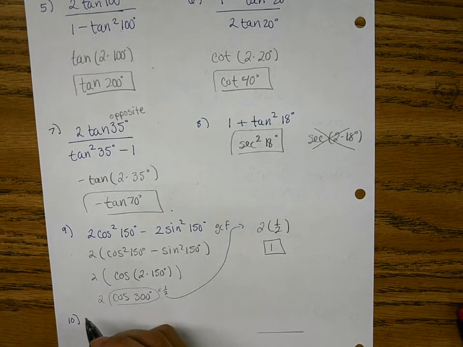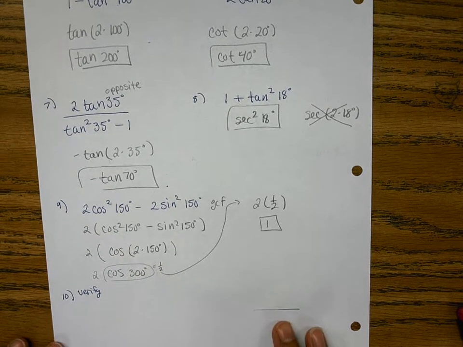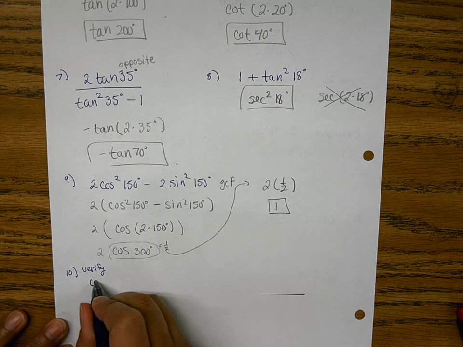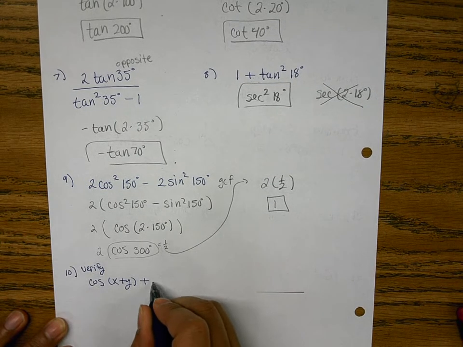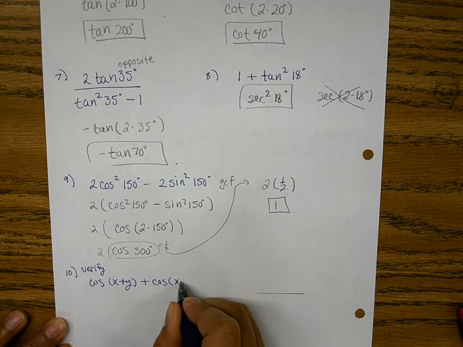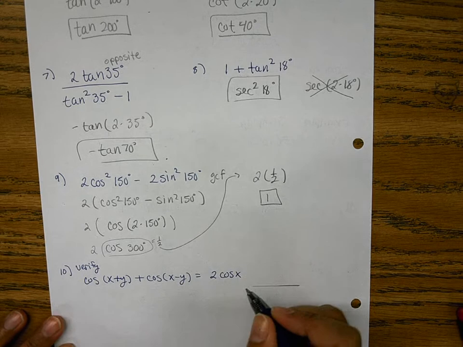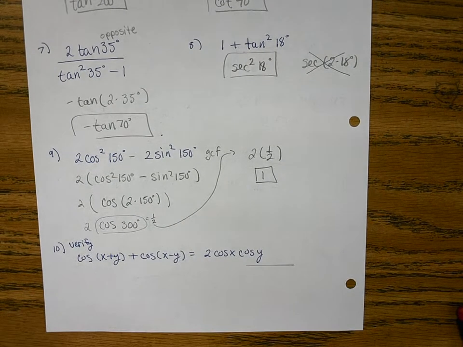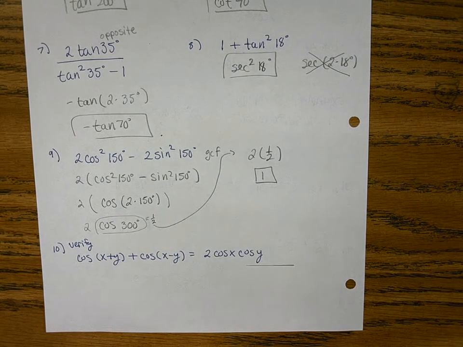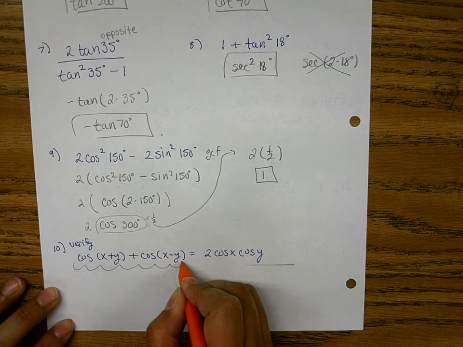Okay, and number 10, verify the ones where we prove we work with one side only. Okay, cosine of x plus y plus cosine of x minus y equals 2 cosine x cosine y. All right, so this is the one where we pick a side, we work with that side only, we'll manipulate it to look like the other side. Okay, I'm going to pick the left side because I can see here that I can use some formulas. So this is the side I'm going to bubble in.